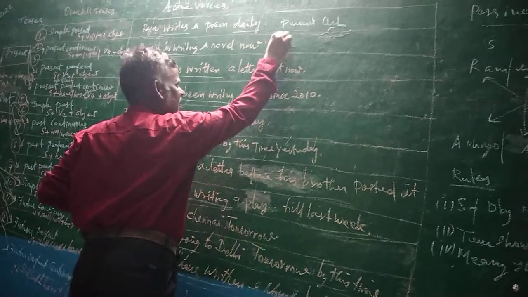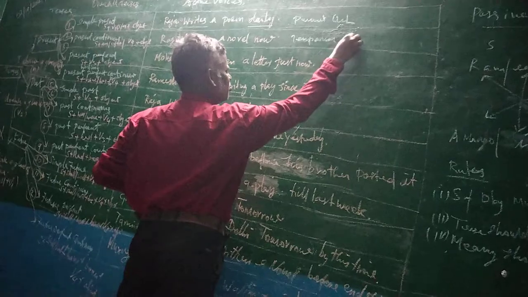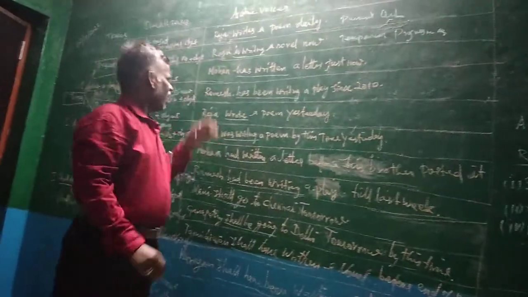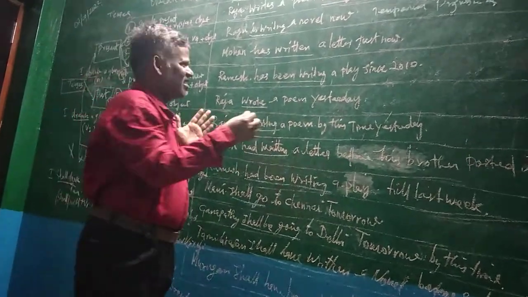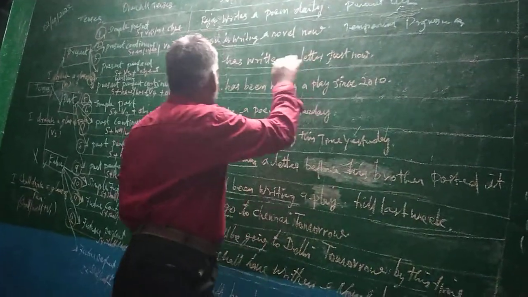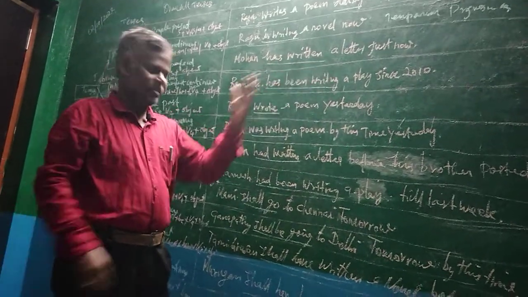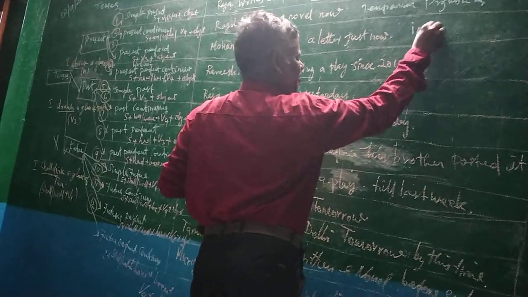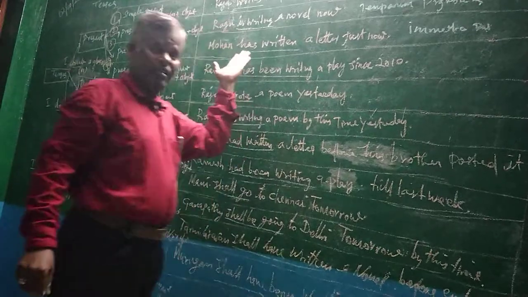This is for temporary, T-E-M-P-O-R-A-R-Y. Temporary progressive. P-R-O-G-R-E-S-S-I-V-E. Progressive actions. And Mohan has written a letter just now. Now the action has been completed presently. The work started sometime in the past and just now it has been completed. That is an action completed in the immediate past, but it is the present perfect.